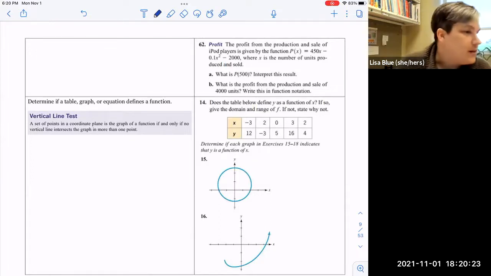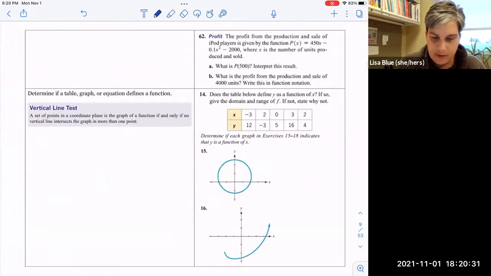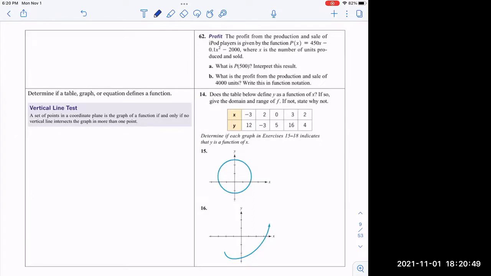All right, so let's see. We've got question 62 is still in that same learning outcome. And then we also have questions 14 through 16 in the next learning outcome, determining if a table, graph, or equation defines a function. Do we need to see any of those? No, I'm good on that one. Okay, awesome.